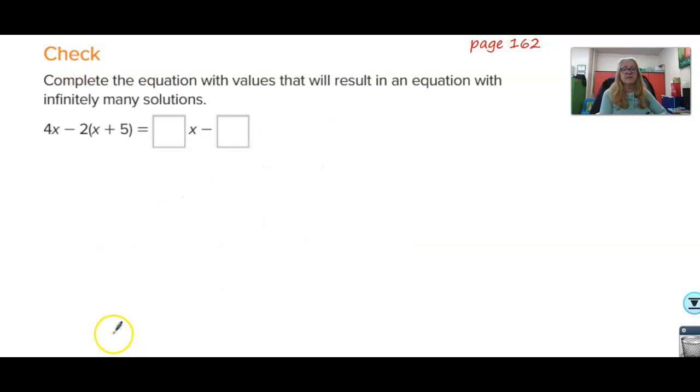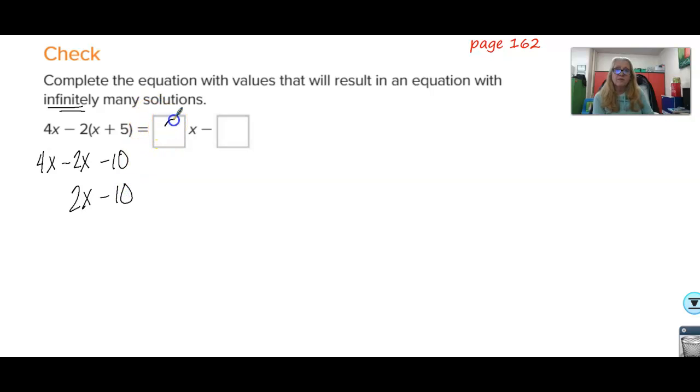All right, so they're asking us to do it again. They want infinite solutions, so this side has to be equal to this side. So let's get rid of these parentheses. Negative 2 times x is negative 2x, and negative 2 times positive 5 is negative 10. Simplifying, 4x minus 2x is 2x minus 10. Therefore, these terms must be 2x minus 10. It has to be identical to the left-hand side.